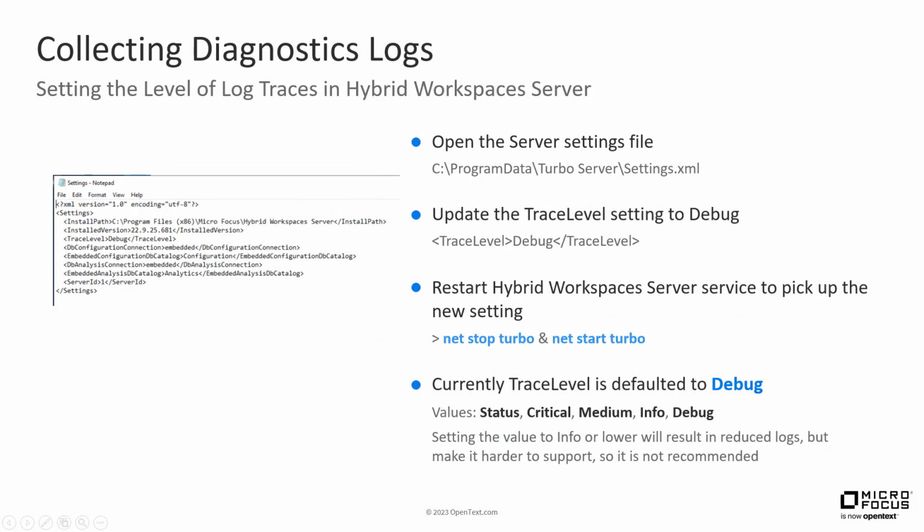The trace level is set in the C:\ProgramData\Turbo server settings file. Generally, in the past, you have had to set this to debug. Today, this is defaulted to debug, and I would generally not recommend lowering the trace level because it will make it harder to support the customer in the event that an issue occurs. Changing the trace level will require that you restart the Turbo Server service.